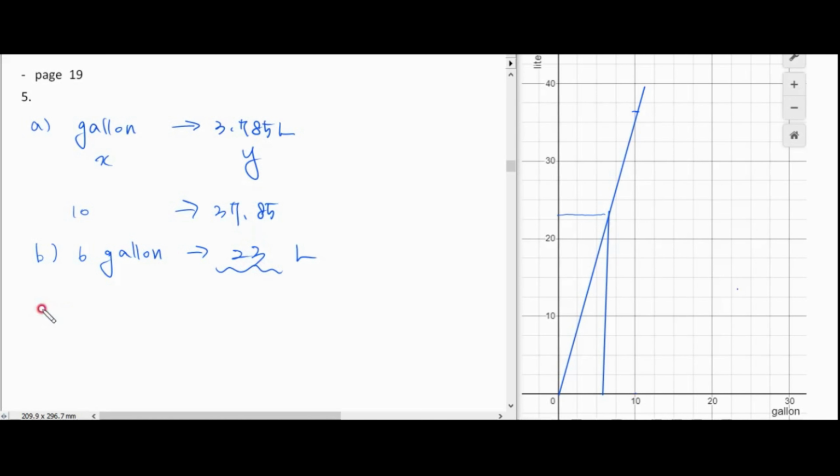And lastly, at C, it again asks how many gallons are equal to 14 liters. So again, we should draw this. So 14 will be, this is 5, so it will be about here. And then we should draw the line straight down. So because this point right here is 5, then this will be about 4, I guess. So 14 liters equals 4 gallons.